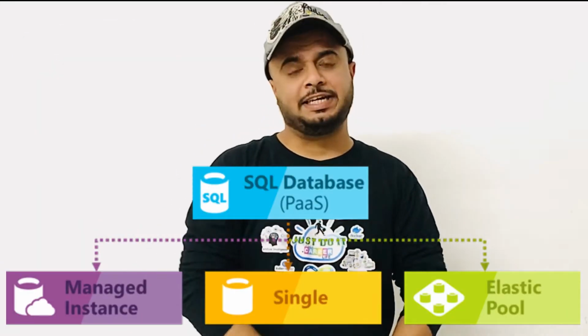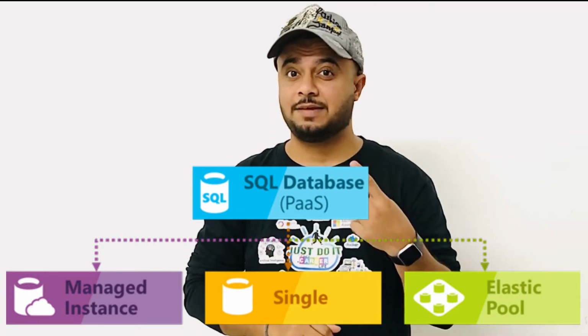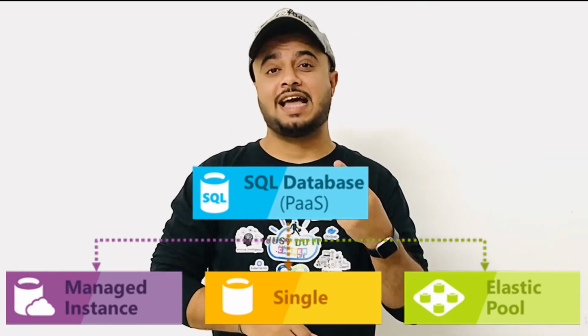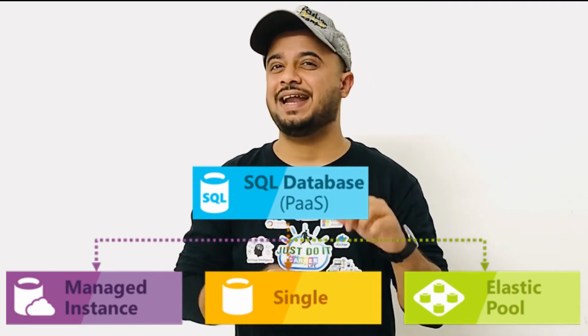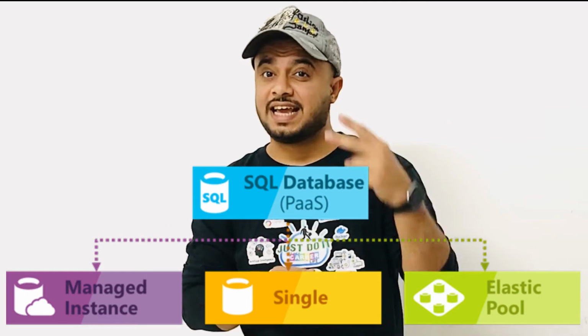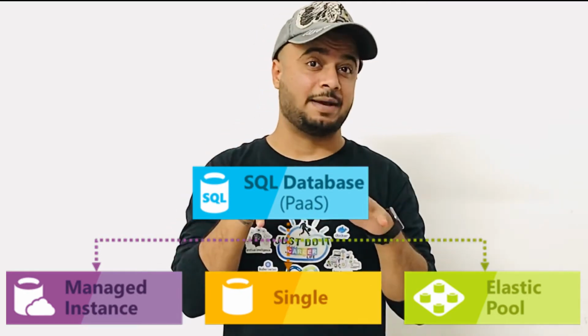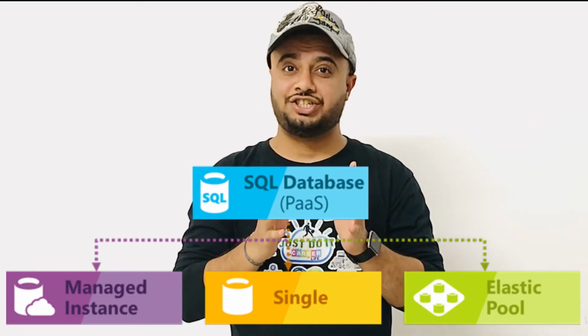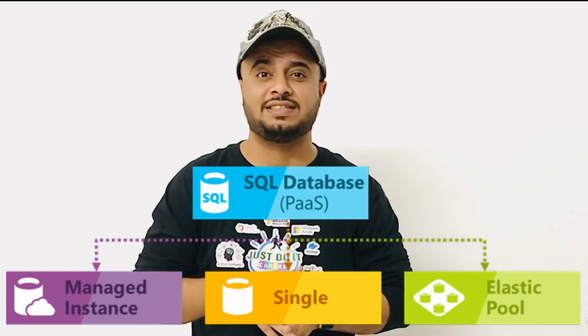When we talk about the deployment models available in Azure, there are basically three types. One is the single database, which is a fully managed and isolated database. Second is the elastic pool, which is a combination of multiple single databases that share resources at the backend. The third is the managed instance.